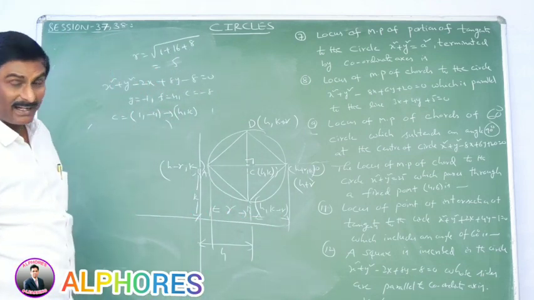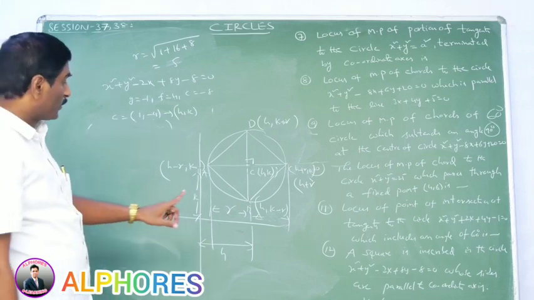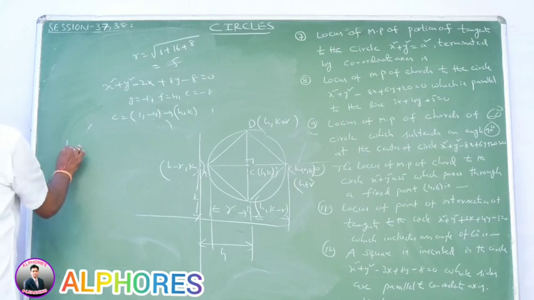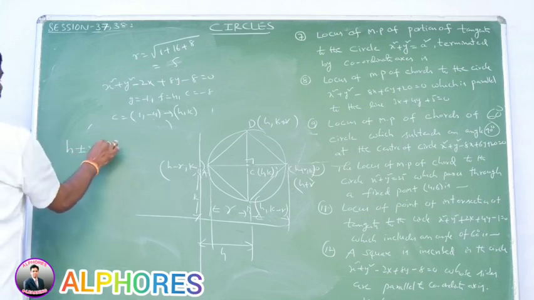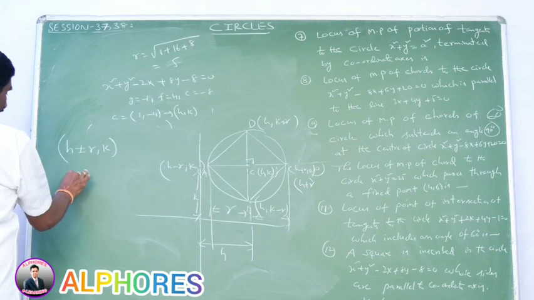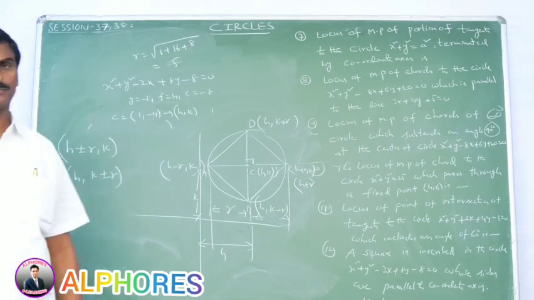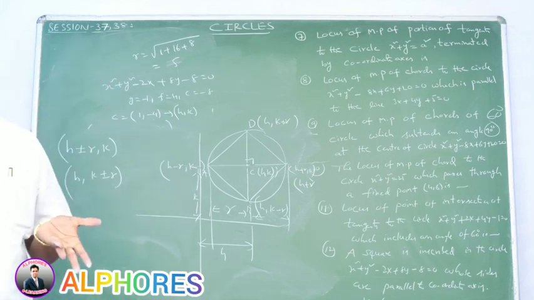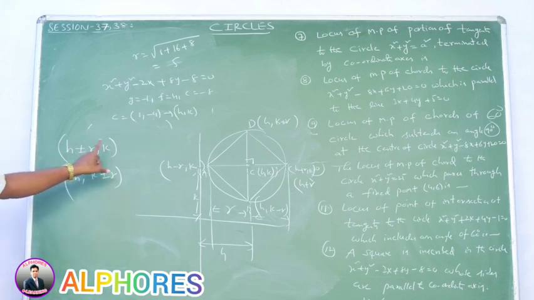If the diagonals are parallel to the coordinate axes, by using this we find the vertices. That means if the diagonals are parallel, the vertices are (h ± r, k) and (h, k ± r). These are the vertices of the square. Please note these points also. If the sides are parallel to the coordinate axes, the vertices are (h ± r/√2, k ± r/√2). If the diagonals are parallel to the coordinate axes, the vertices are (h ± r, k) and (h, k ± r).